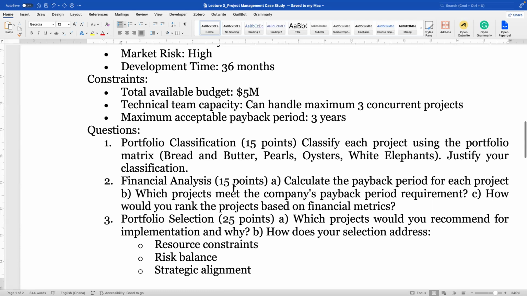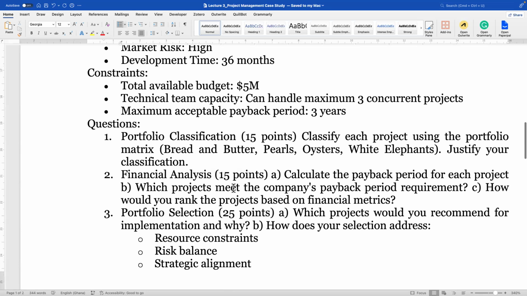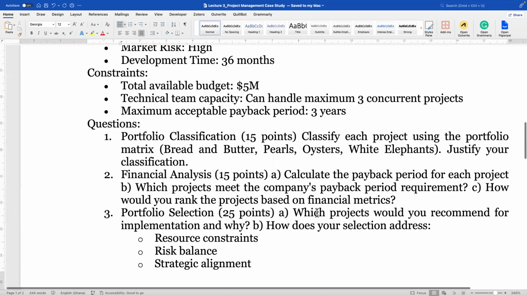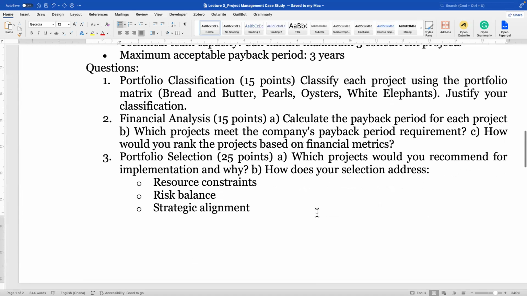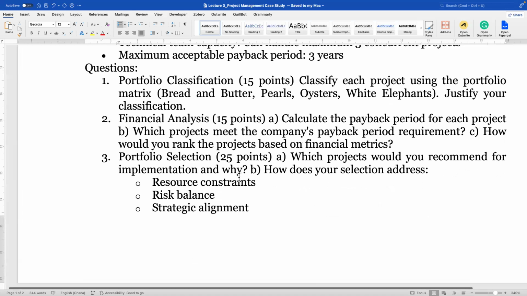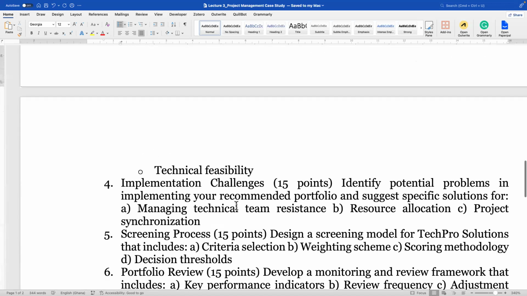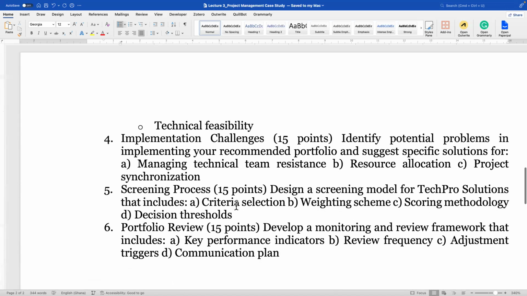Then we have financial analysis. Calculate the payback period for each project. Which project meets the company's payback period requirement? And remember, the payback period maximum is 3 years. How will you rank the projects based on financial metrics? 3, portfolio selection. Which projects will you recommend for implementation and why? How does your selection address resource constraints, risk balance, strategic alignment, and technical feasibility?